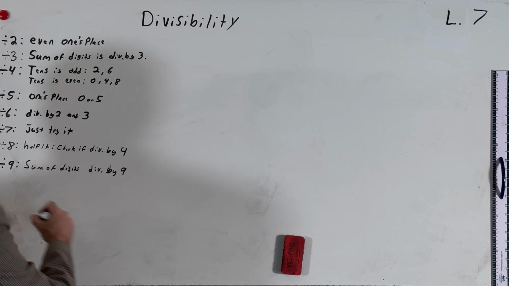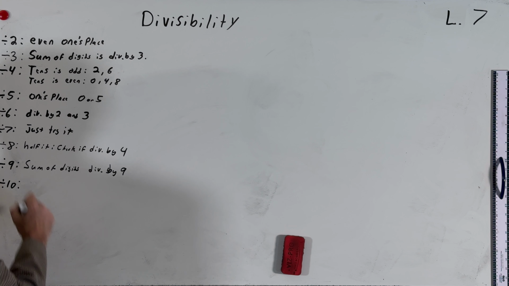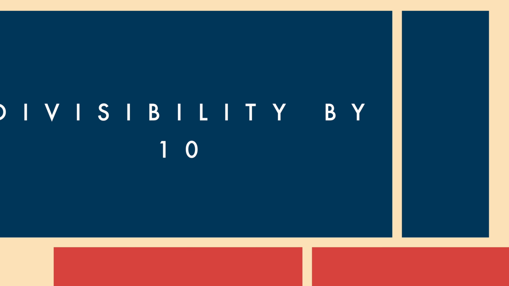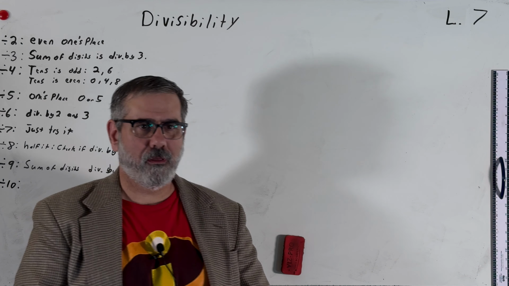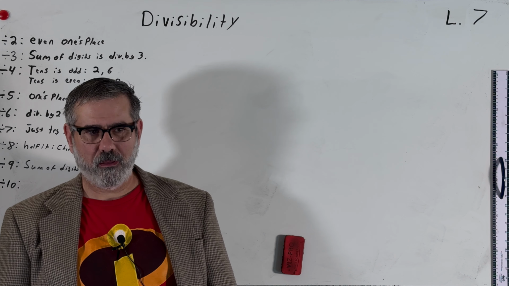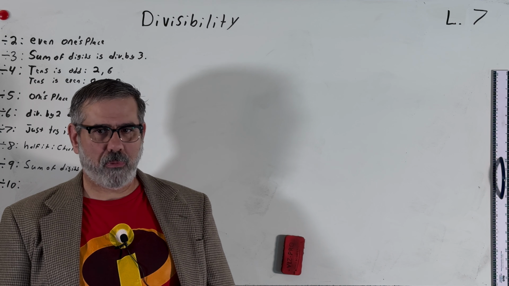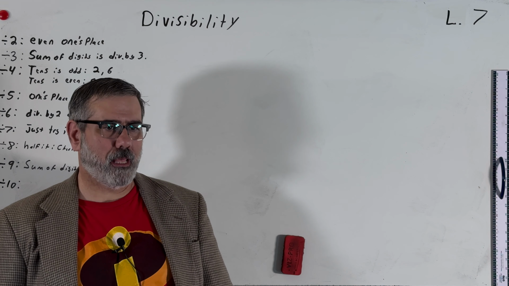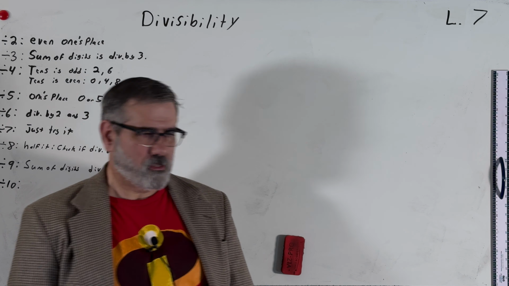That brings us to the last one I want to talk about, which is divisibility by 10. And this is the absolute easiest number to test for divisibility. The rule for whether a number is divisible by 10 is, does it end in 0? If it ends in 0, it's divisible by 10. Pure and simple.